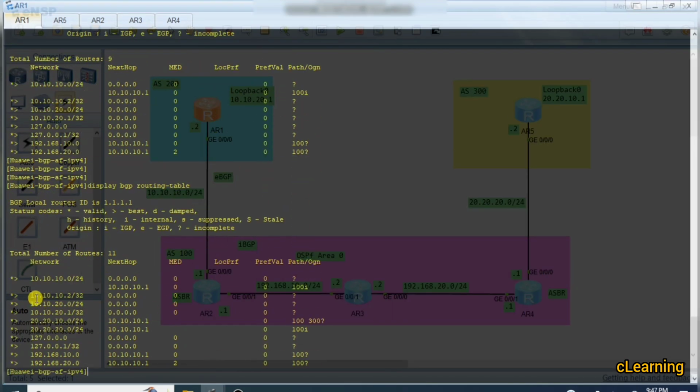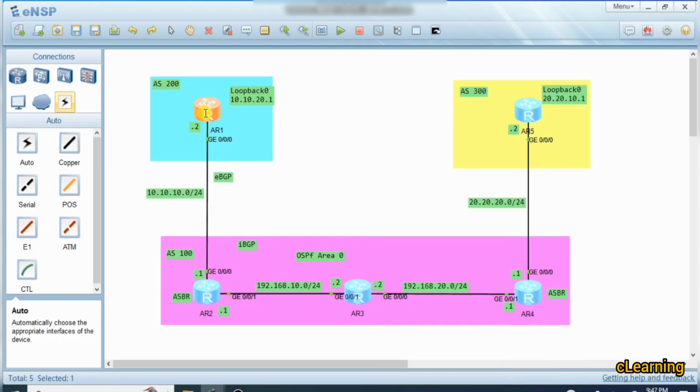Now you can see here this one, 20.20.10.1 exists here. 20.20.10, which is the loopback, exists here. If you want to go on this route, you have to go through this next hop, which is this one. From here, if you want to go here, your next hop is this one, and you have to go through autonomous system 100, then you will go to autonomous system 300. So all these routes are reachable from one another.